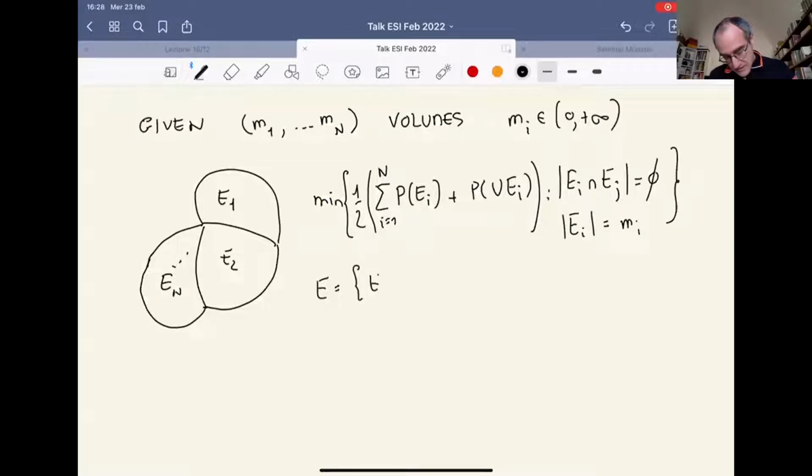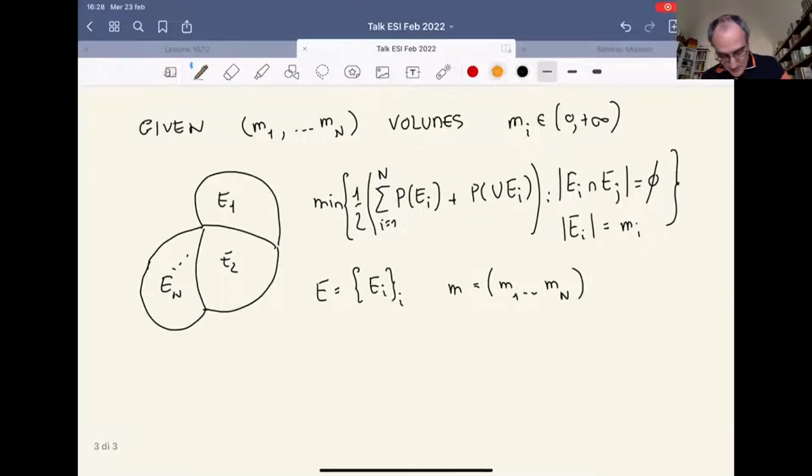For simplicity, let me call E the set of all the chambers Ei, and M the vector of the volumes M1 to Mn, and this will be called, just for simplicity, the perimeter of the cluster. So in this sense, we are minimizing the perimeter under this condition. Of course, as an obvious remark, when n is equal to 1, this is the well-known isoperimetric problem, and the minimizer is a ball.